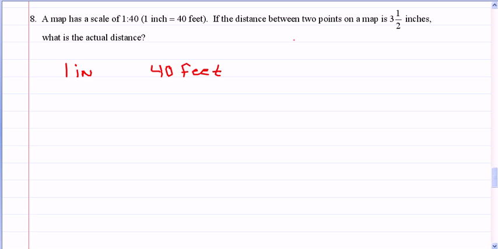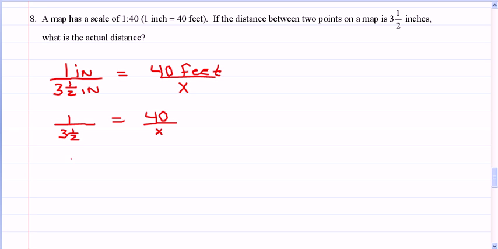So if the distance between 2 points on a map is 3.5 inches, so 3.5 will go underneath the 1 inch because we want all the units that are the same lined up. What is the actual distance? Well, the actual distance is in feet. So here's my fraction. So I have 1 over 3.5 equals 40 over x. Now you can write 3.5 as either 3.5, or 7 over 2. I'm going to write it as 7 over 2.